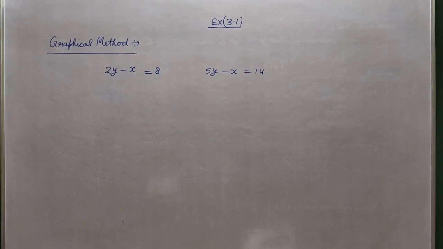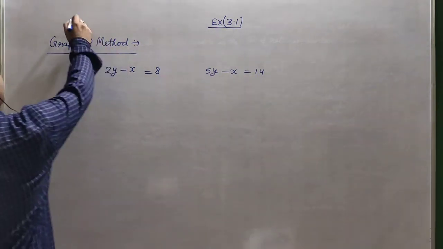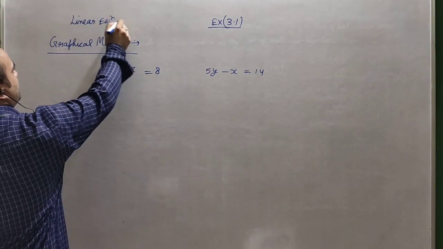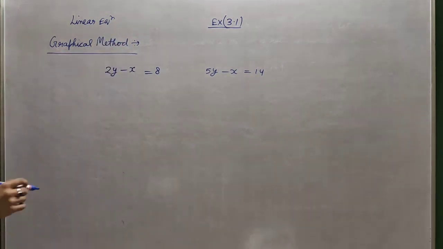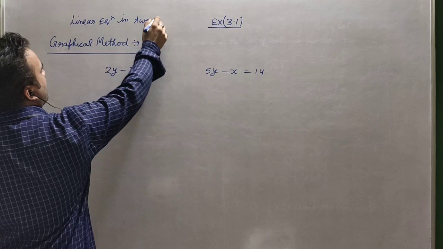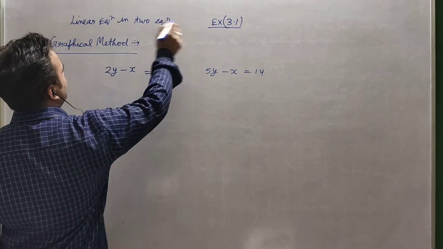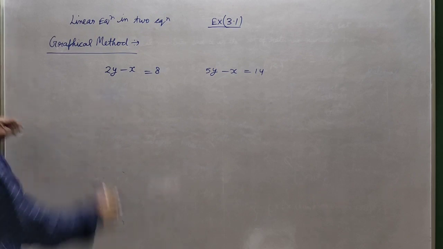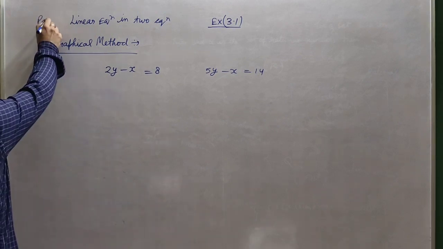So class, this is the linear equations in two variables chapter of class 10, the third chapter. In the previous video, we discussed what we mean by a linear equation, and what the methods and conditions are through which we can find the consistency and inconsistency in the solutions of pairs of equations, right?